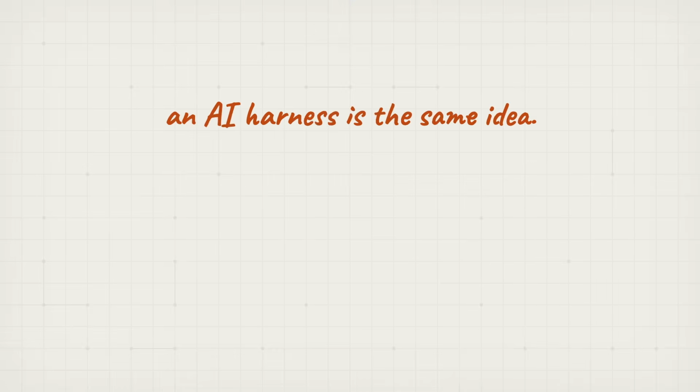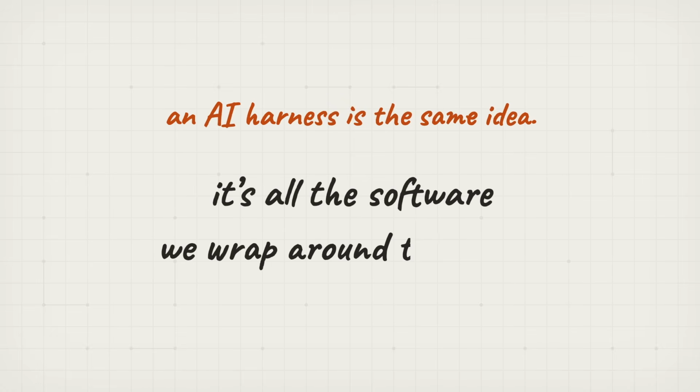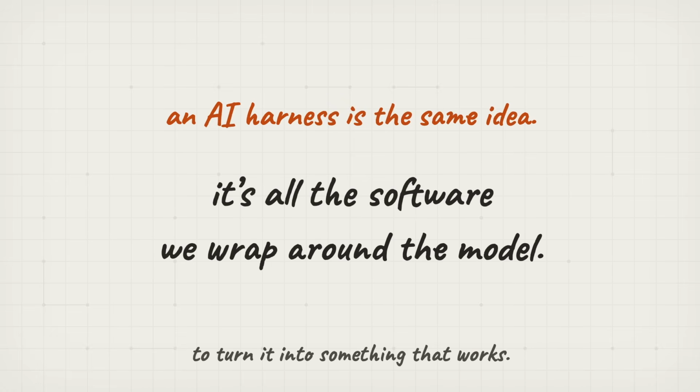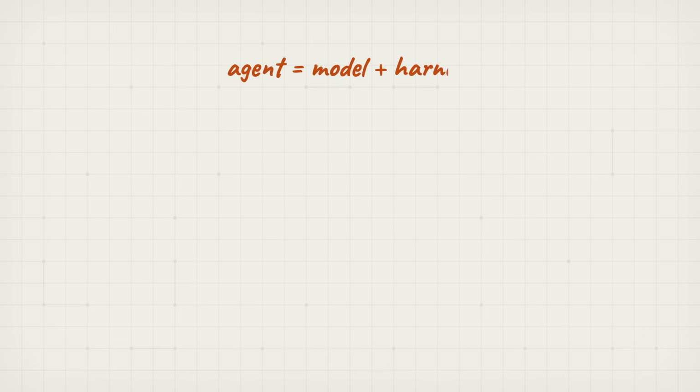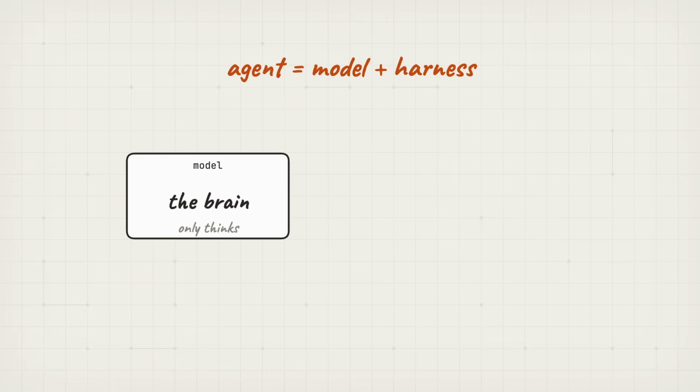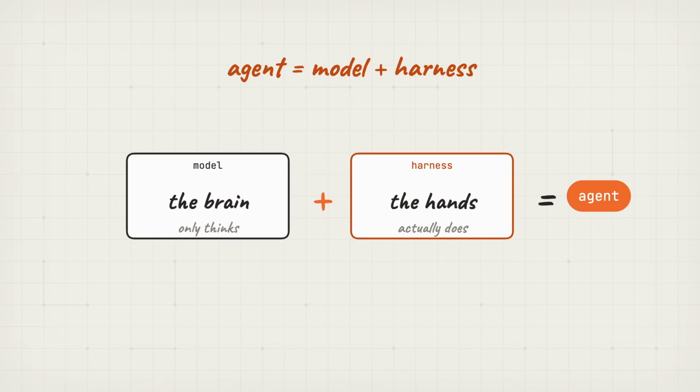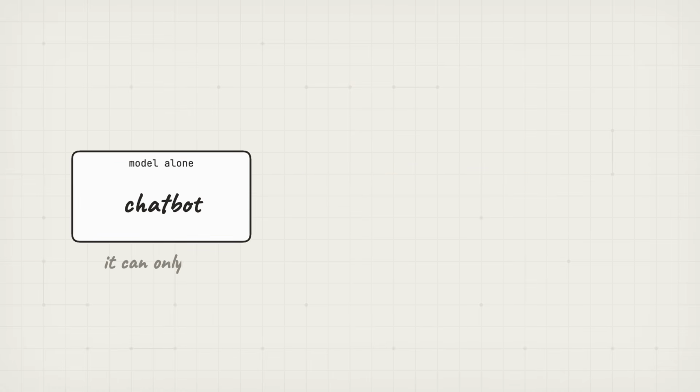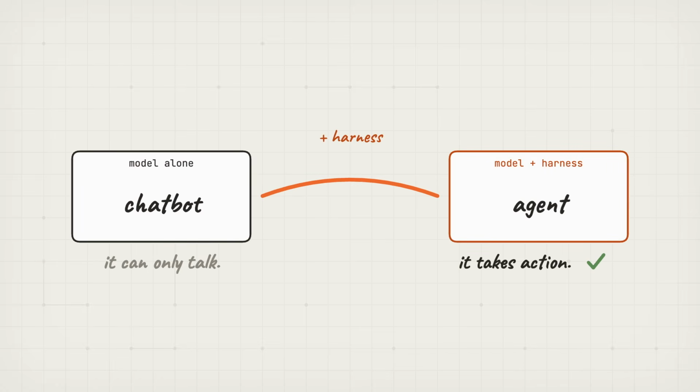An AI harness is the exact same idea, just for a model instead of a horse. In simple words, the harness is all the software that we wrap around the model to turn it into something that can do real work. Agent is equal to model plus harness. So the model is like the brain and its only job is to think. And the harness is like the hands and its only job is to actually do things. When the model is sitting alone, it is just a chatbot. It can only talk to you. But the moment you wrap a harness around it, now it becomes an agent, which means it can go and take action.